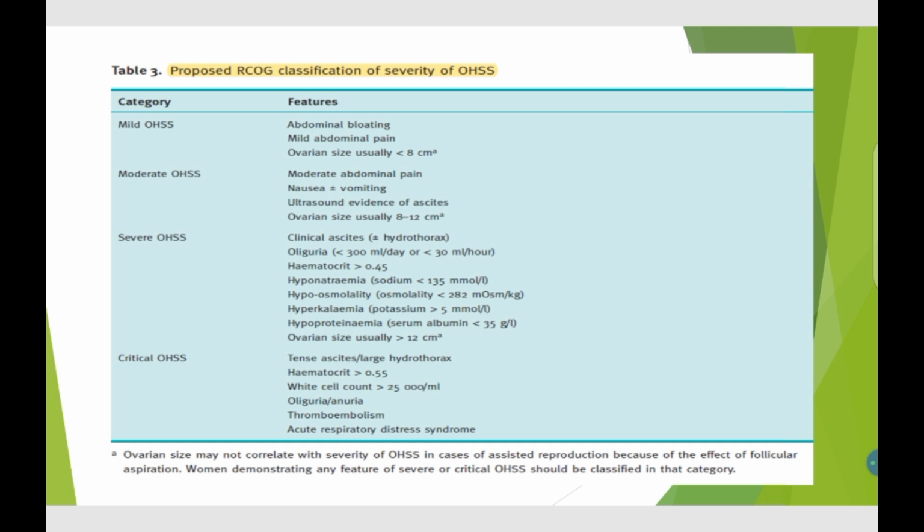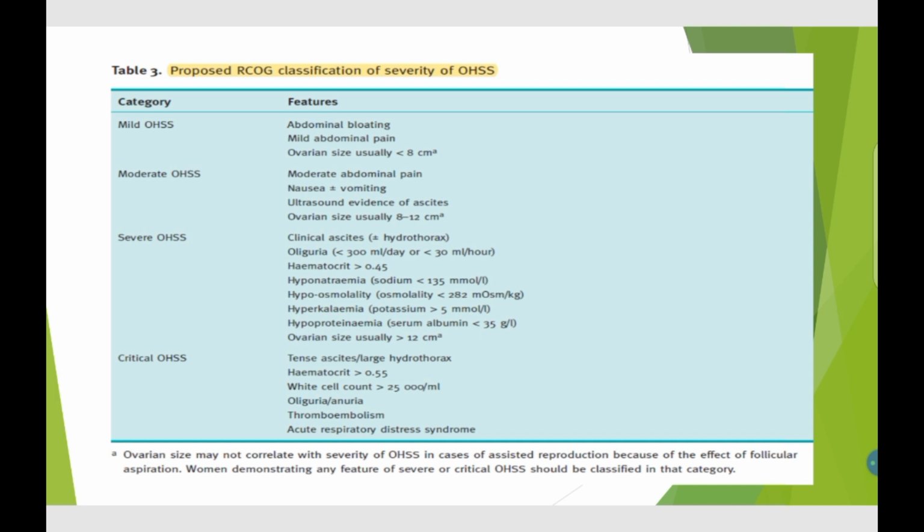In mild, there will be just abdominal bloating, minimal abdominal pain, and on ultrasonography, ovarian size will be less than 8 centimeter. While moderate abdominal pain will be seen in moderate OHSS, there will be nausea, vomiting. Vomiting may or may not be present, and ultrasound evidence of ascites is typically seen in moderate OHSS. Ovarian size will be between 8 to 12 centimeter.